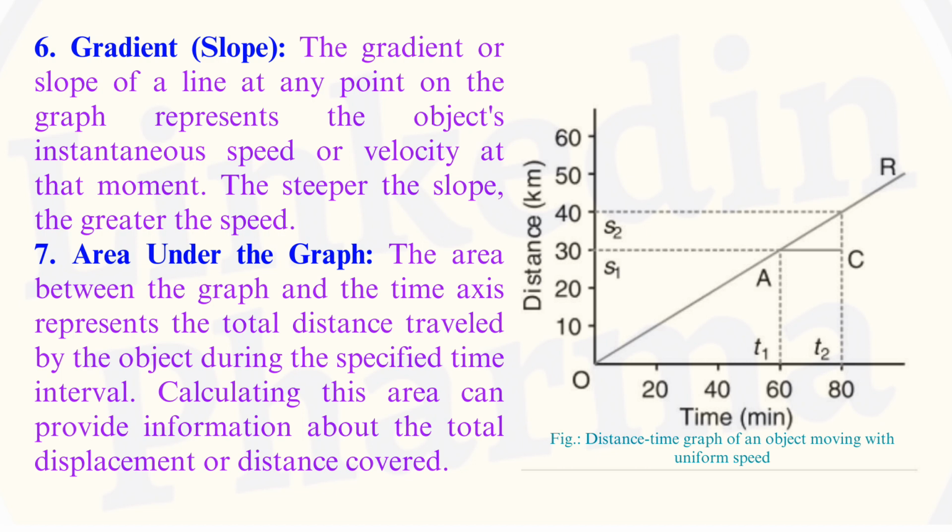7. Area under the graph. The area between the graph and the time axis represents the total distance traveled by the object during the specified time interval. Calculating this area can provide information about the total displacement or distance covered.